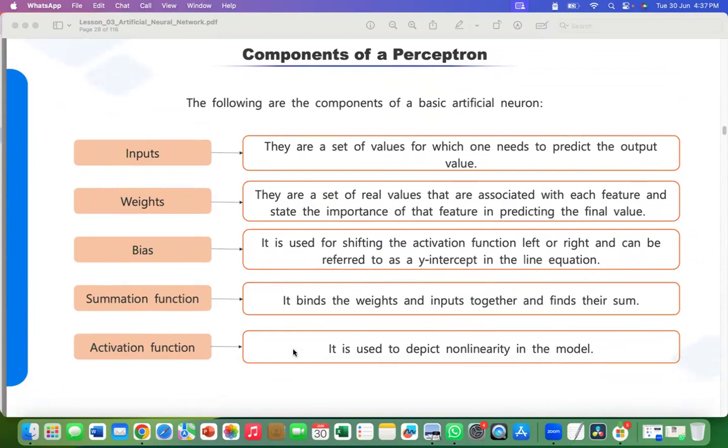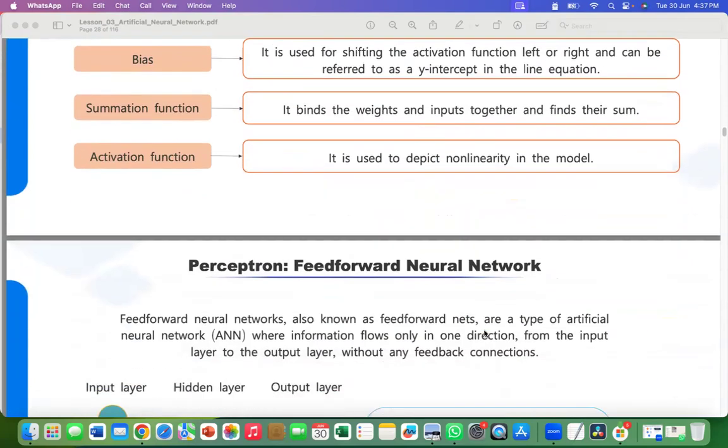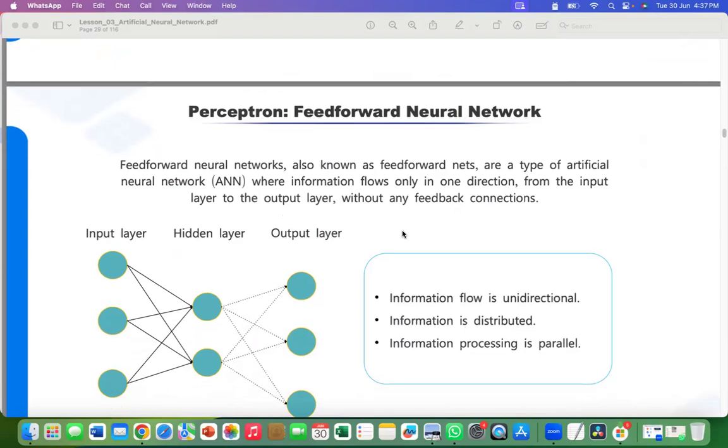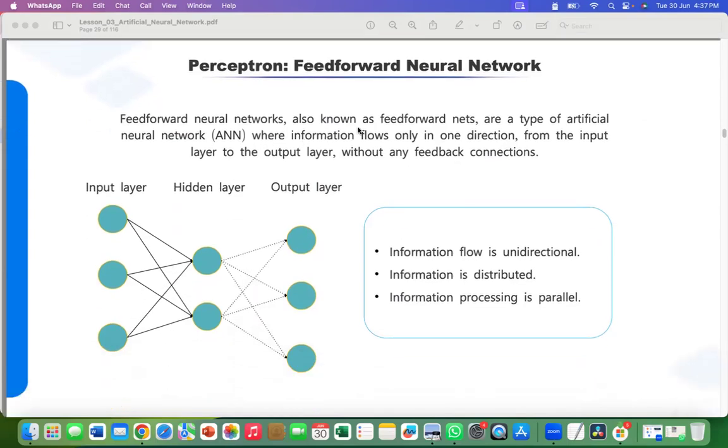So activation function का काम क्या होता है? To depict non-linearity in the model. Perceptron feed-forward neural network. Feed-forward neural networks are also known as feed-forward nets, a type of artificial neural network where information flows only in one direction from the input layer to the output layer without any feedback connections.